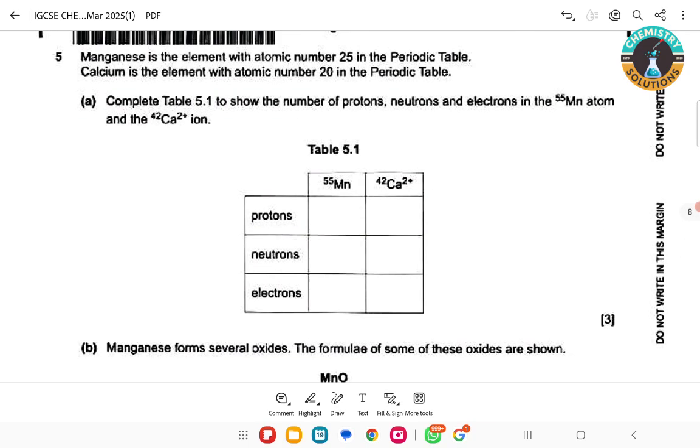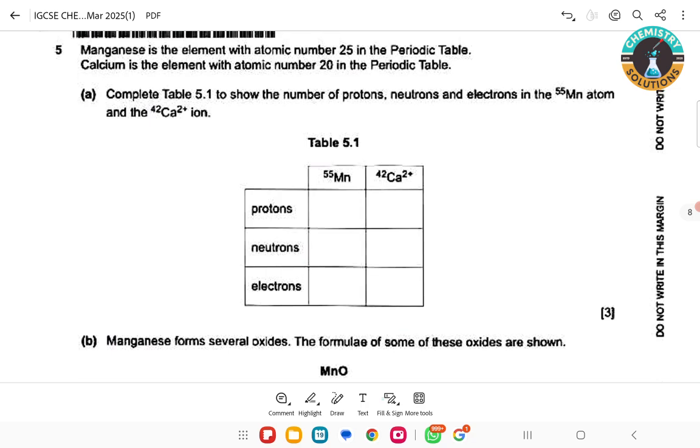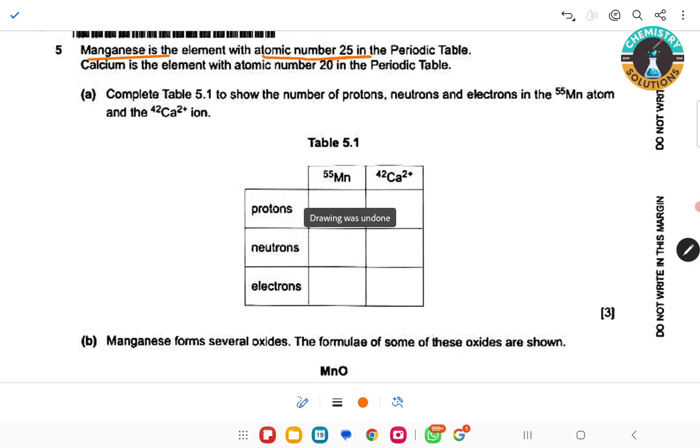Fifth question. Manganese is an element with atomic number 25 in the periodic table. Calcium is an element with atomic number 20 in the periodic table. Complete table 5.1 to show the number of protons, neutrons and electrons in the manganese 55 atom and the calcium 42 ion. Manganese is an atom and calcium is an ion. The atomic number of manganese is given as 25, and the number of protons is equal to the number of electrons, so the number of protons in manganese is 25.